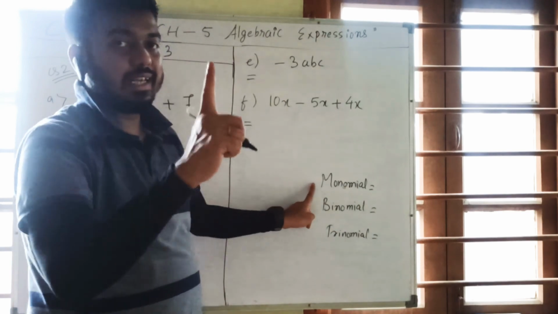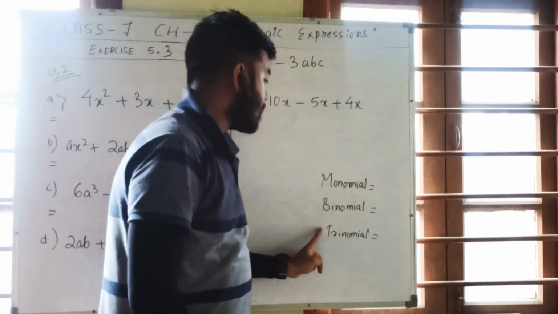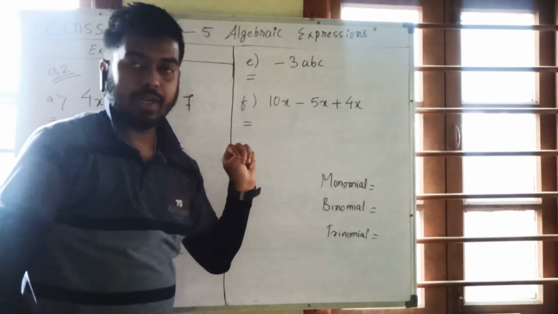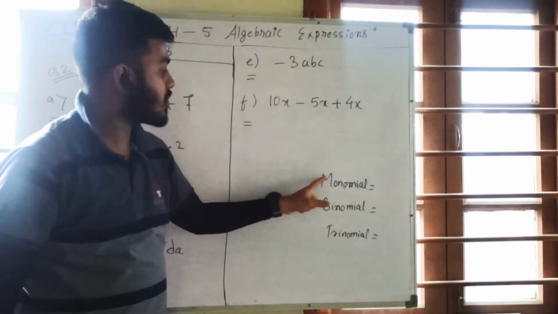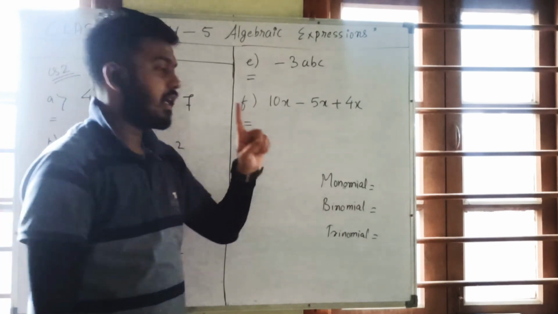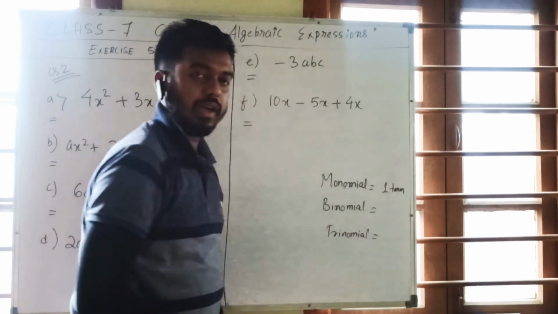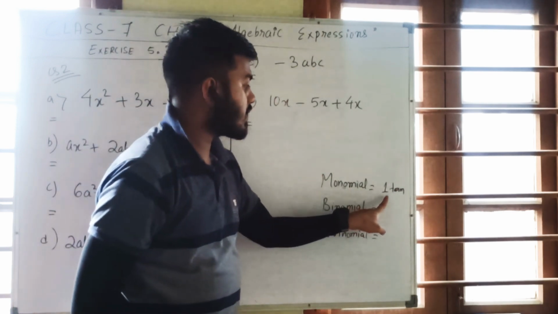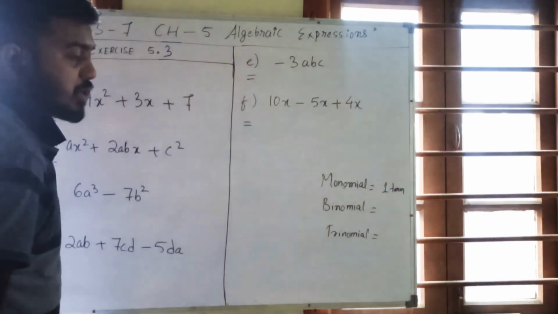Monomial means what? Single, one. Binomial means what? Pair, two. Trinomial means what? Thrice, three. Now what does it refer to in algebraic expressions? In terms of expression, monomial means consisting of only one term. Monomial means whichever consists of one term. Now let us find in this question how many monomials we have.